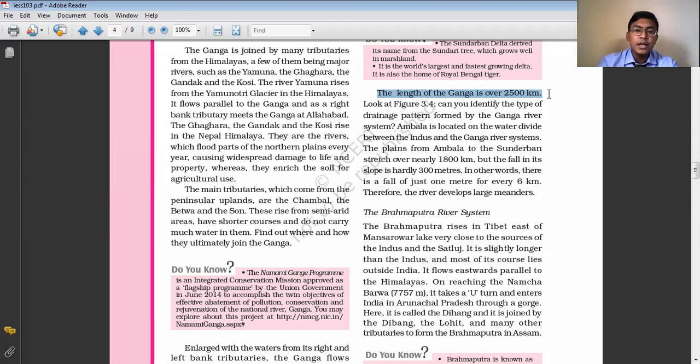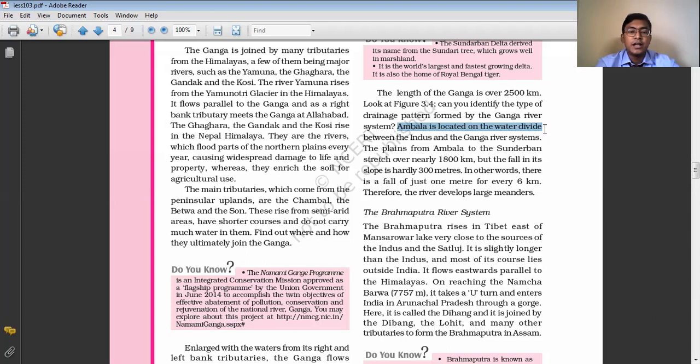Ambala is the name of a place in the northwestern part of the country, in Punjab. Ambala is an uplifted area which acts like a water divide between the Ganga River basin and the Indus River basin. So Ambala is located on the water divide between the Indus and the Ganga river systems.